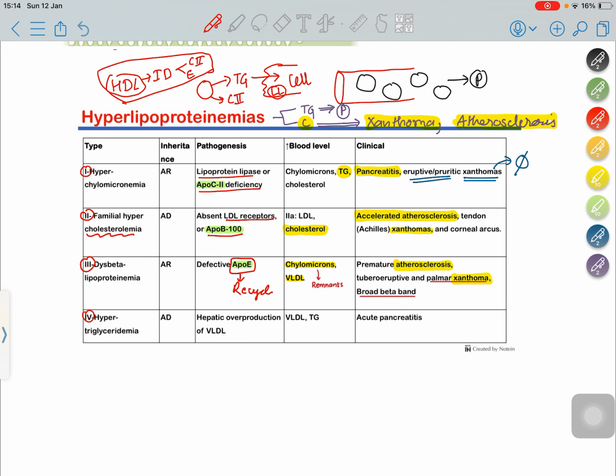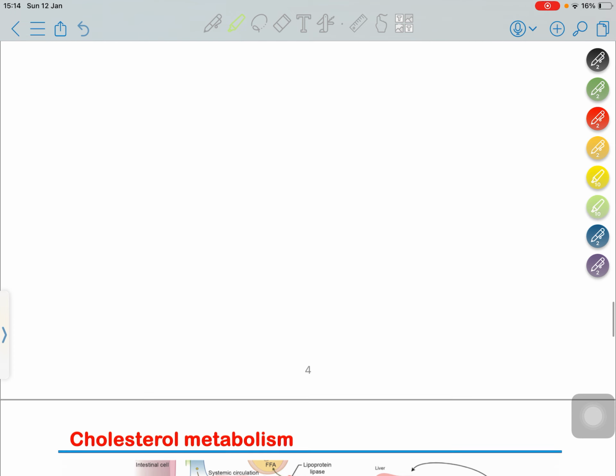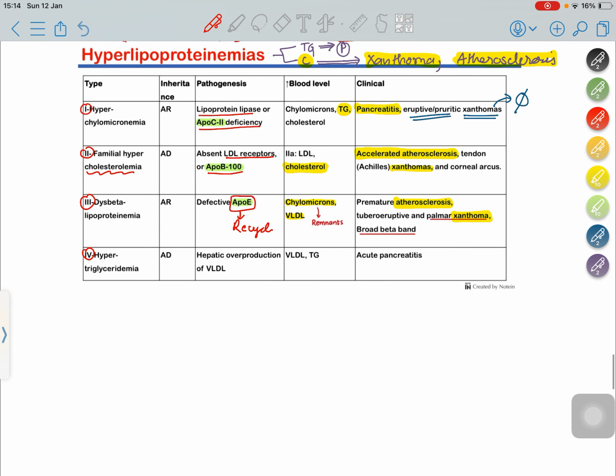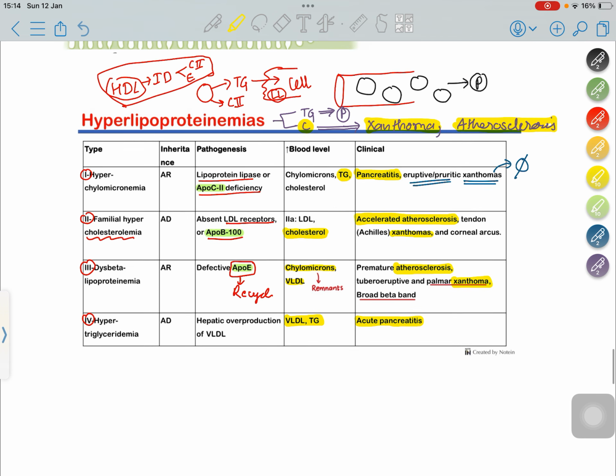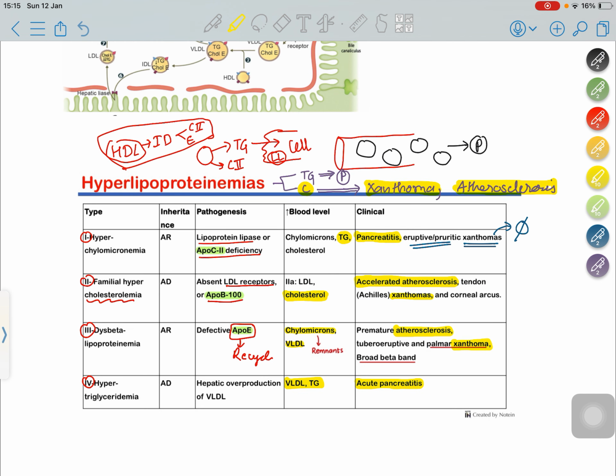Okay, type 4. In type 4, what is happening is the liver itself is producing very high levels of VLDL. It is producing VLDL in a very heavy production, and VLDL is more of triglyceride and less of cholesterol in the initial phases. So here we can see that there is accumulation of triglyceride and VLDL, and as per our rule triglyceride causes pancreatitis, and we can see that there is pancreatitis. Okay, this concludes hyperlipoproteinemias and the major LDL, HDL, VLDL.